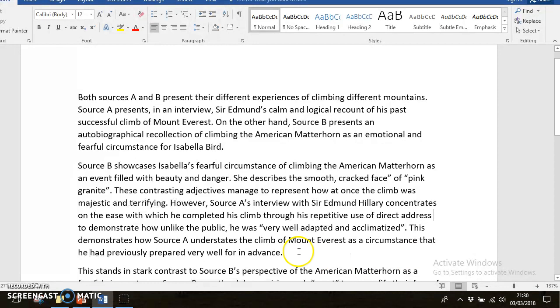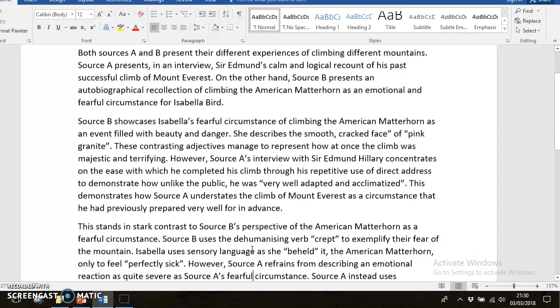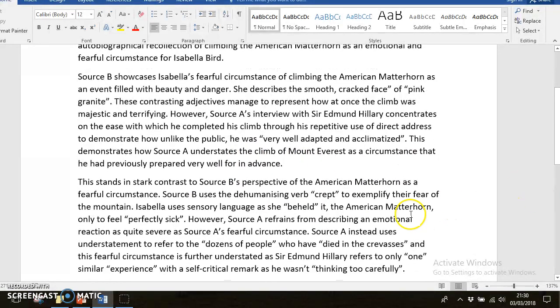Reading on. This stands in stark contrast to Source B's perspective of the American Matterhorn, and it's really good to use phrases like stark contrast to Source B's perspective, viewpoint, attitude, because that again is telling the examiner I am aware of the question and I know that I'm supposed to compare their different points of view on the similar topic, okay? Source B uses the dehumanizing verb crept to exemplify their fear of the mountain. Isabella uses sensory language as she beheld it, the American Matterhorn, only to feel perfectly sick.